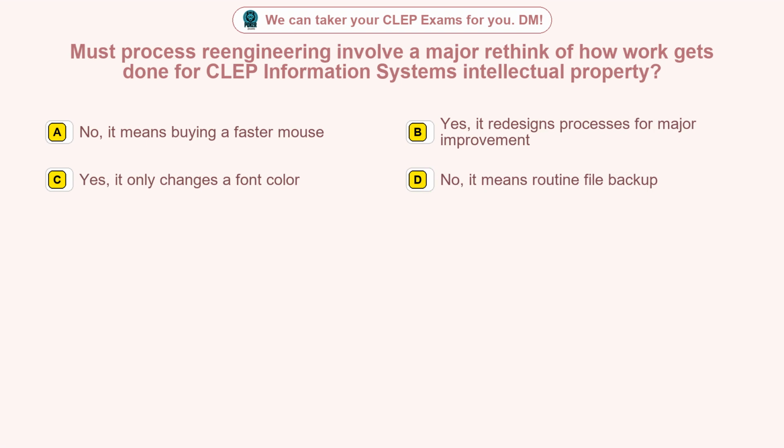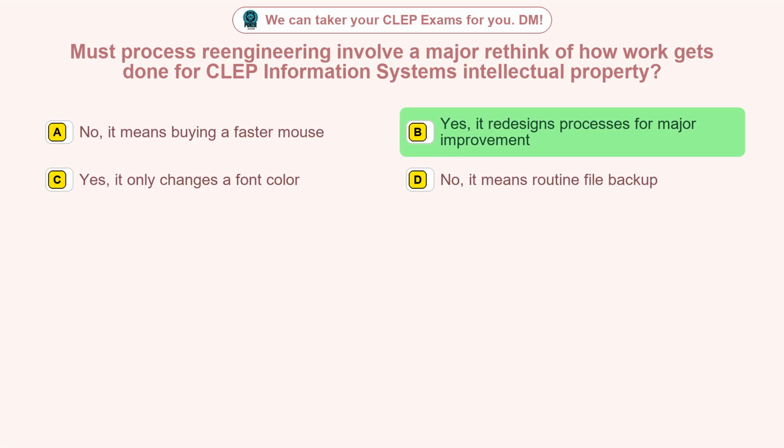Question 17. Must process reengineering involve a major rethink of how work gets done for CLEP Information Systems intellectual property? Option A. No, it means buying a faster mouse. Option B. Yes, it redesigns processes for major improvement. Option C. Yes, it only changes a font color. Option D. No, it means routine file backup.